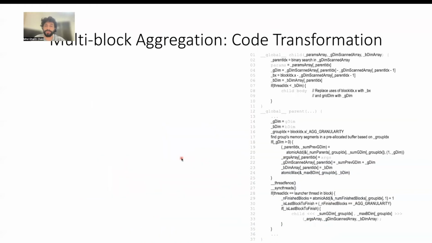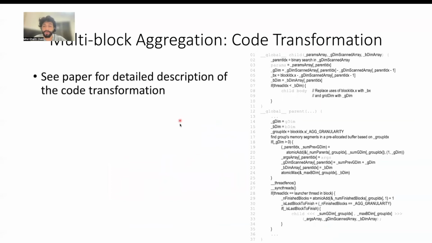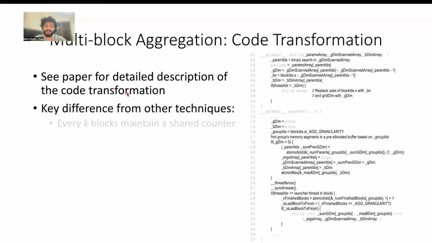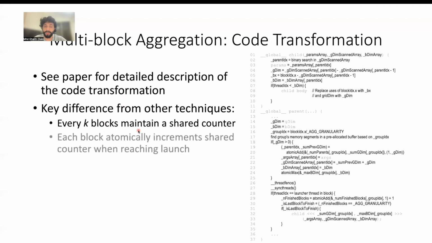How do we achieve this code transformation? For a detailed description, please visit the paper's description of the transformation. However, the key difference from other techniques is that every K blocks maintain a shared counter. Each block atomically increases the shared counter when it reaches the launch.